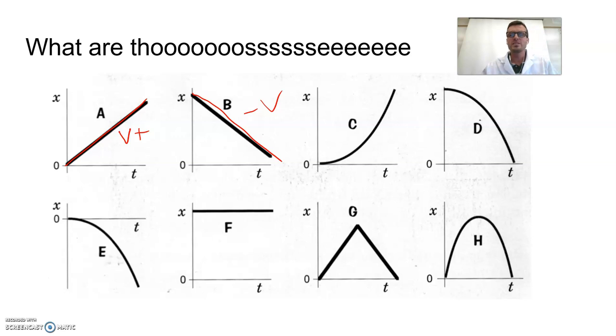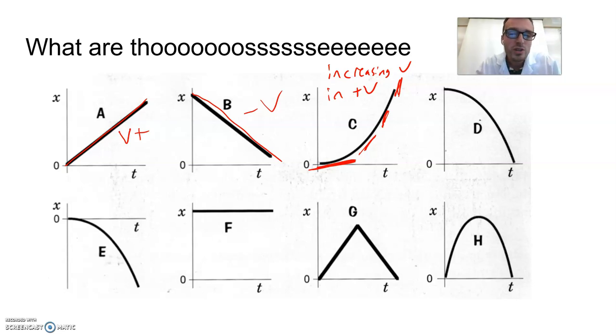What is graph C showing? Pause and guess. Graph C is showing that we're not going very fast because it's not very steep, but then it gets steeper and steeper and steeper in the positive direction. What does that mean? That means that we are increasing speed, we are increasing our velocity in the positive direction. All right. So in this case, we would call that positive acceleration. Why? How do we know that? Because positive velocity getting more positive means that there's positive acceleration.